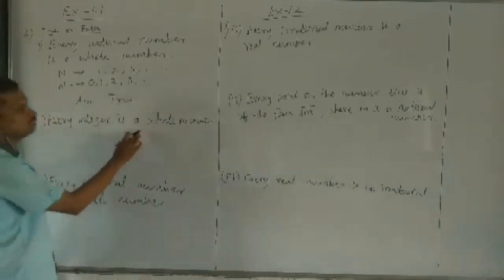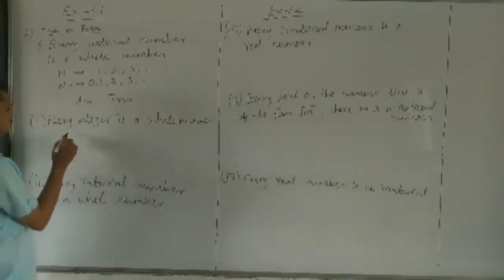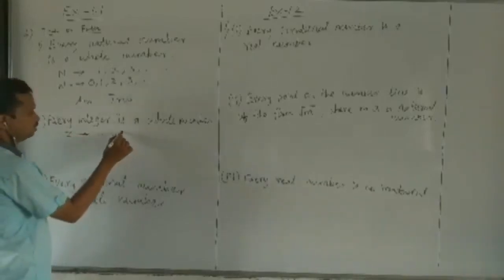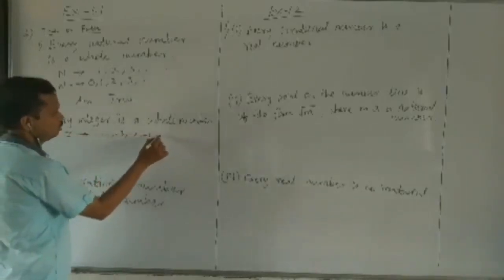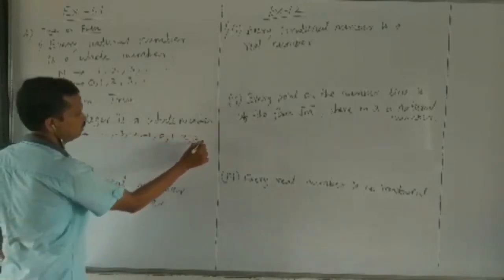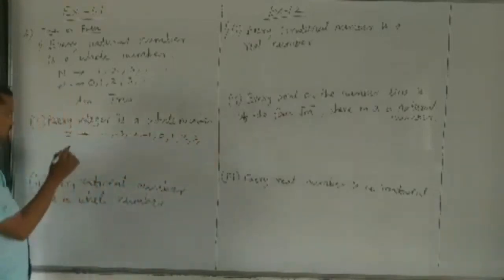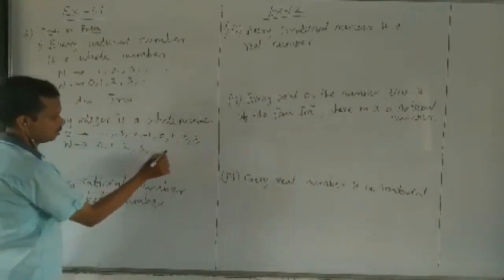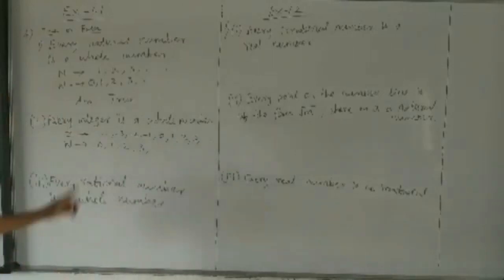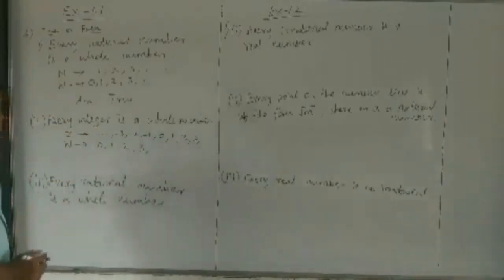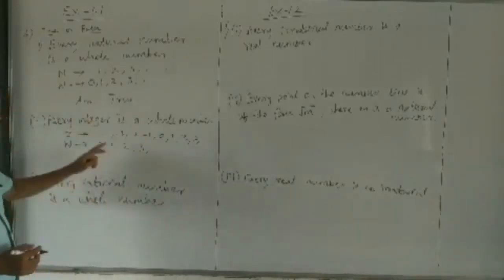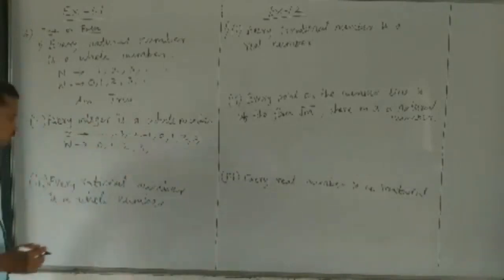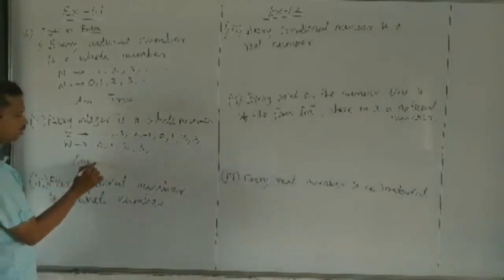And every integer is a whole number. So what is integer? Z is the integer, you know. So etc. minus 3, minus 2, minus 1, 0, 1, 2, 3, etc. So this is integer. And what is whole number? 0, 1, 2, 3, etc. So comparing these two, can you say, is the given statement true or not? Every integer is a whole number. Integer has negative numbers, whereas whole number has only positive. So the answer is false.